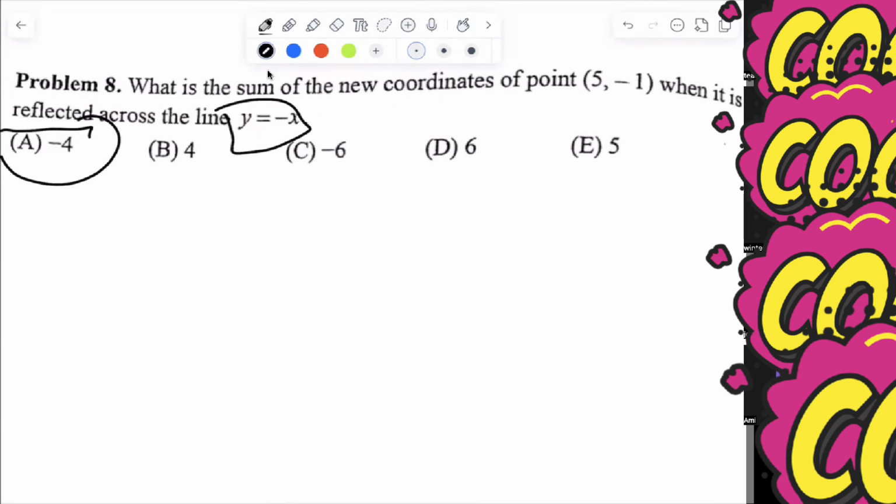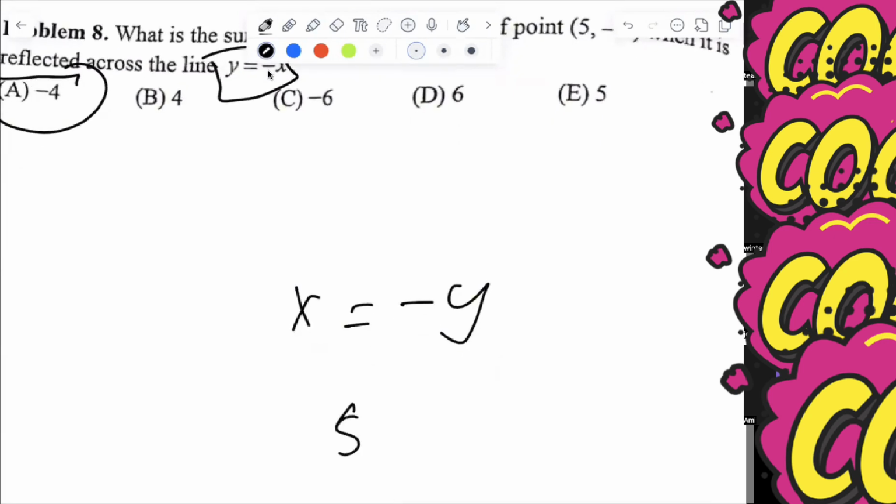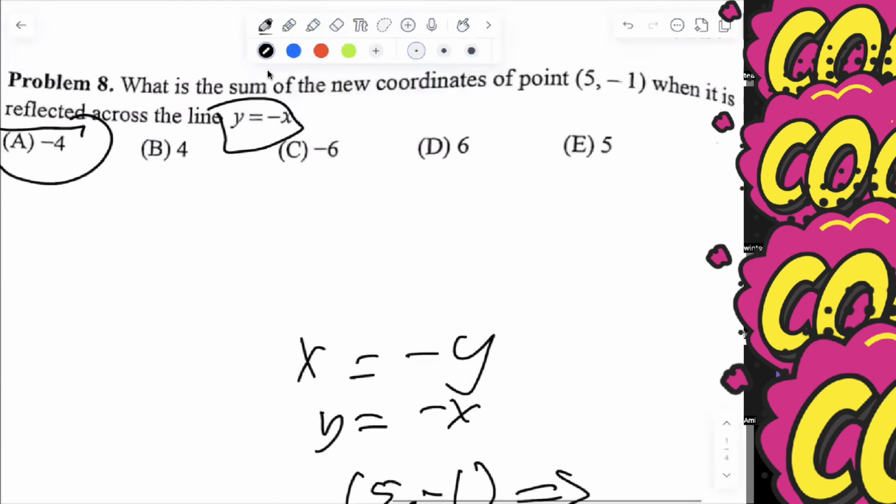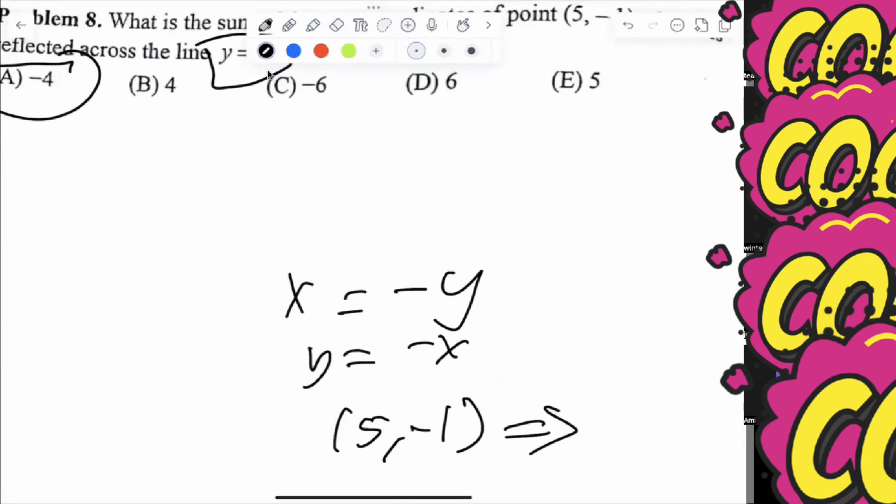Well, it means the x coordinate is equal to the negative of the y coordinate, and the y coordinate is the negative of the x coordinate. So if we have the coordinates 5 comma negative 1, after reflecting it over y equals negative x, it becomes 1 comma negative 5. And adding them up gives you negative 4.